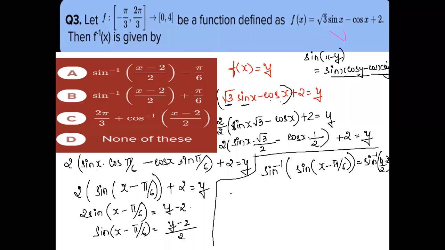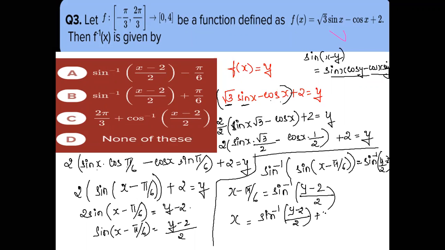Yes, good. So it is x minus pi by 6 is equal to sine inverse of y minus 2 by 2. Okay, now I need the value of x. So x is equal to sine inverse of y minus 2 by 2 plus pi by 6. So this is nothing but my g of y. Correct? But I want f inverse of x.